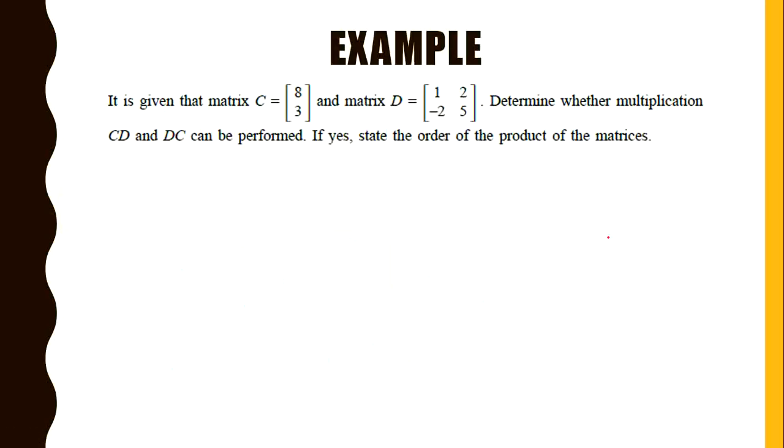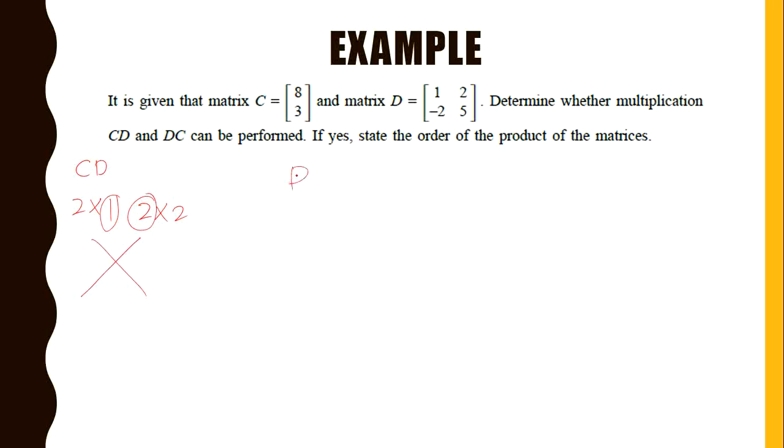Okay, kita tengok example. It is given that matrix C, 8, 3 and matrix D, 1, -2, 2, 5. Determine whether multiplication CD and DC can be performed. If yes, state the order of the product of the matrices. Okay, mula-mula nak tahu CD boleh ke tak? Kalau CD maksudnya C kat depan kan? Okay, so C kita kena tahu order dia. C is 2 by 1. D pula is 2 by 2. So, kita kena tengok kat sini. Sama ke tidak? Okay, kalau dua number ni tak sama, so they cannot be multiplied.